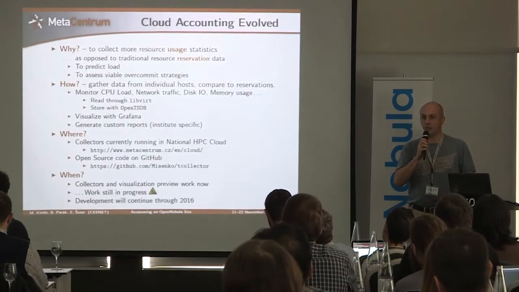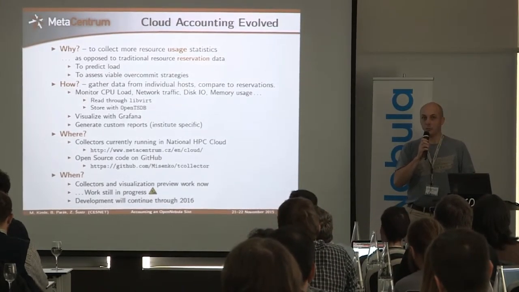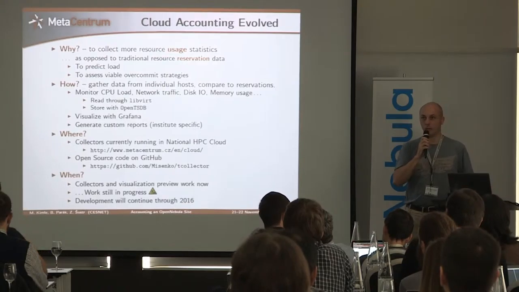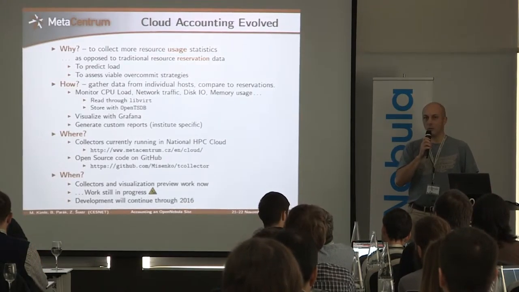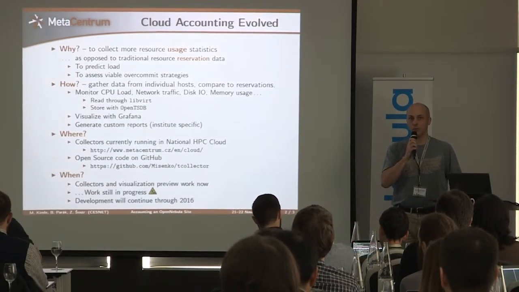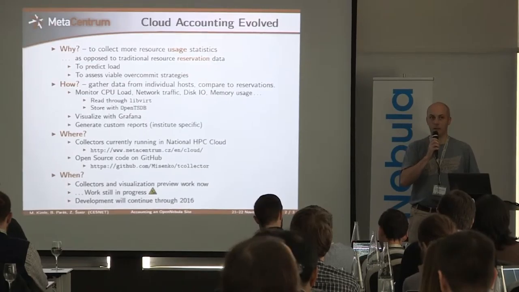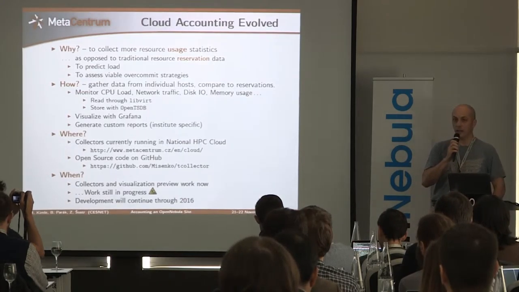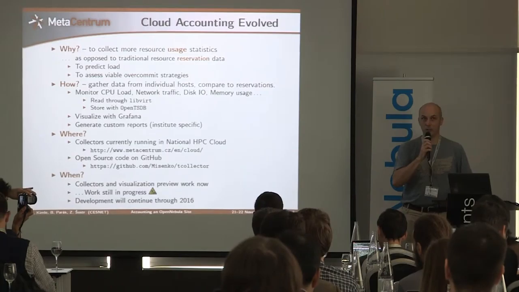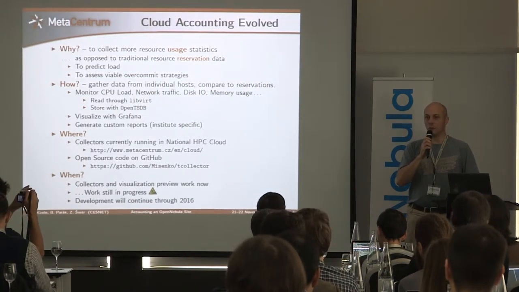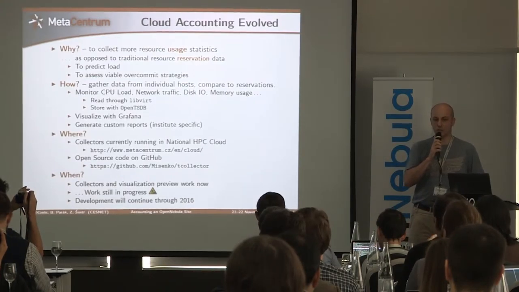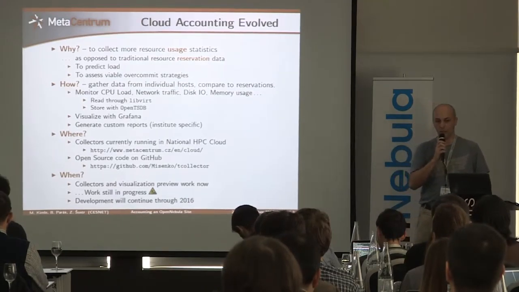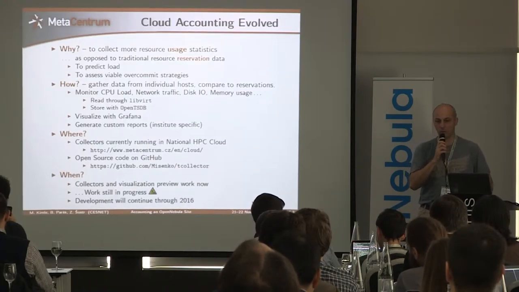We have looked at accounting in the cloud, and we have decided to try to pioneer a new approach, because what we currently can get in clouds when we look at statistics in OpenNebula, for instance, we see reservations, not the actual usage. Because when someone asks for a machine with two CPUs, they are using two CPUs. We want to see the actual usage, because we want to be able to predict load on our infrastructure, and we also want to be able to study available overcommitting strategies, if we could afford some amount of overcommit in our environment, and on what conditions.